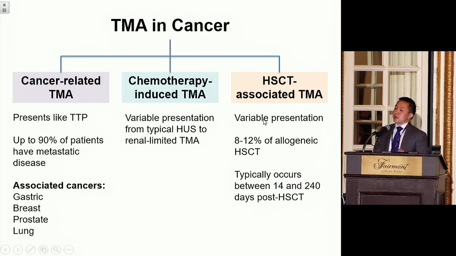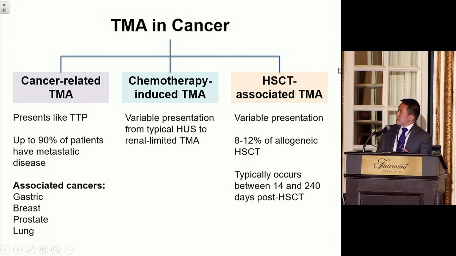Then there's chemotherapy-induced TMA, like what we saw in the patient I presented. These patients can have a variable presentation. They can either present like they have hemolytic uremic syndrome with all the hematologic findings, or they may have a renal-limited TMA, where all you see is hypertension, proteinuria, and a little bit of AKI.